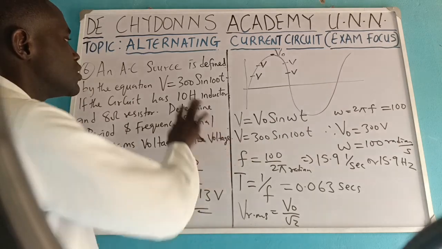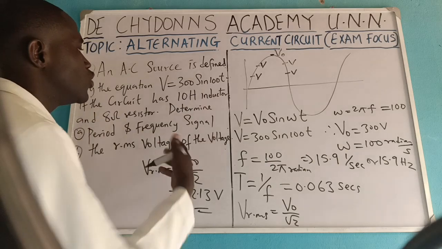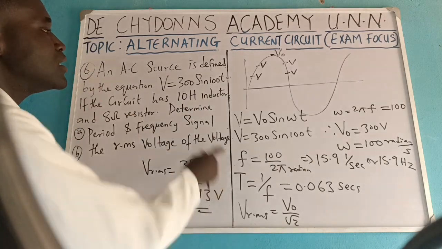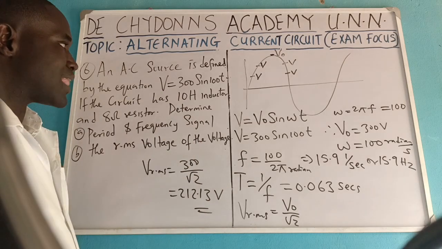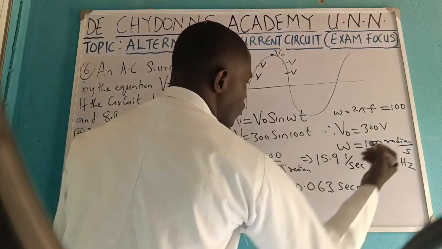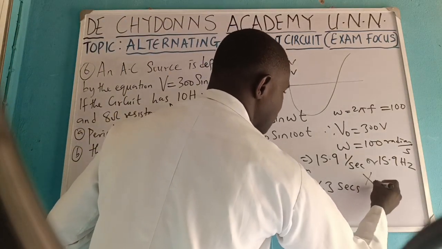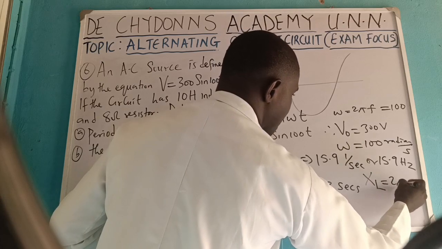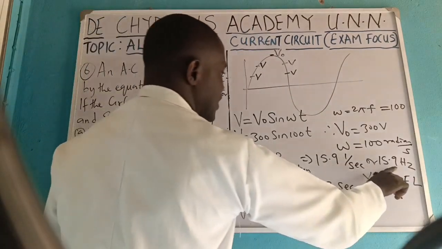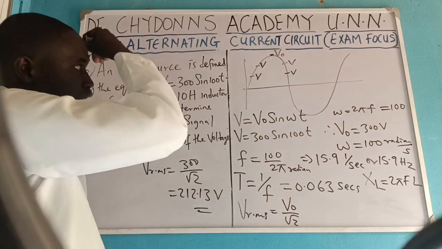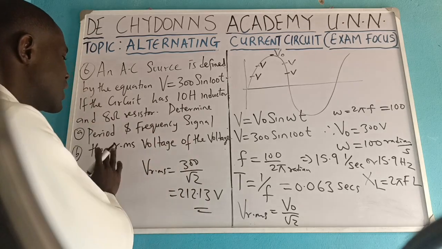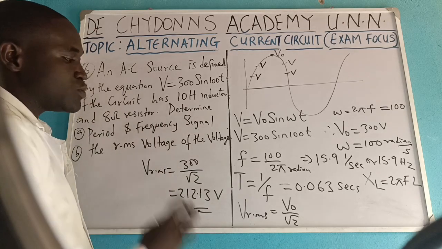So we have gotten our period, our frequency, and our root mean square voltage. That means from the equation given to you, you can calculate anything. If they ask you to find the inductive reactance, for instance, we have gotten our frequency. You just say inductive reactance is equal to 2 pi f L. They have given you L, and we have gotten our frequency, so just multiply by 2 pi. This question just says get the period and frequency, and the root mean square voltage. So that is where we stop.